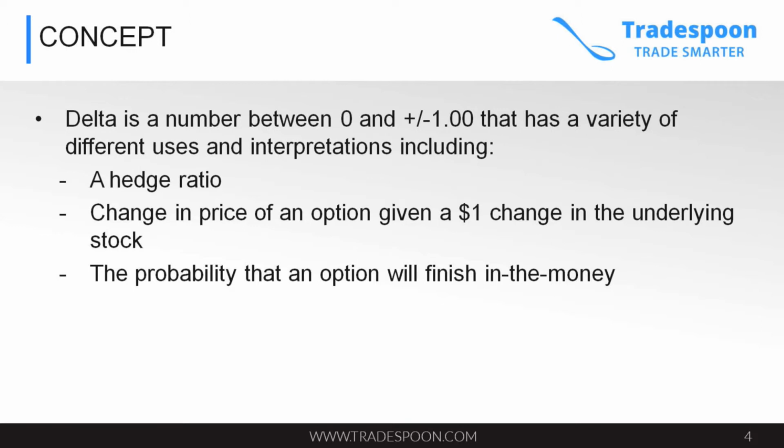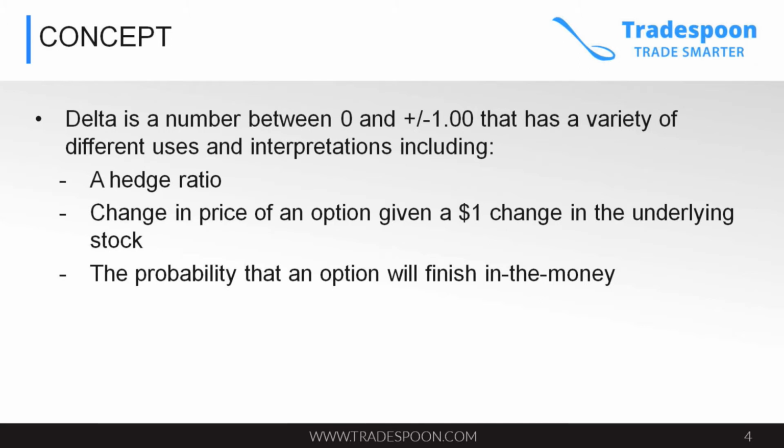So let's go over the concept. Delta is a number between 0 and 1, plus or minus 1. That has a variety of different uses and interpretations, including a hedge ratio, including how you figure out what the price of the option will be if the stock changes by $1, and the probability that an option will finish in the money.